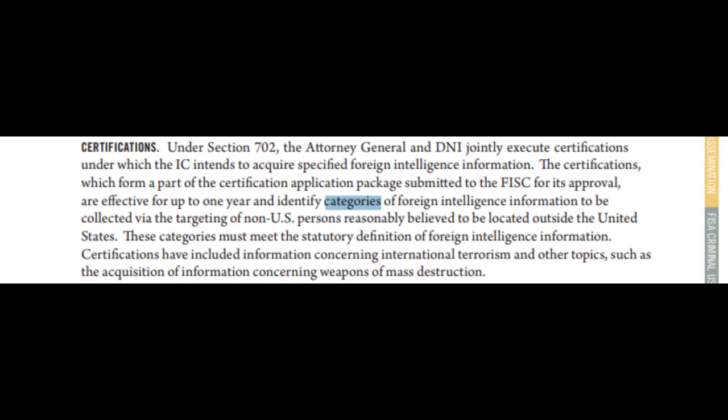Certifications must be submitted once a year, and the FISC can approve all the certifications together in one order. The key problem here is that once the FISC has approved the Director of National Intelligence and the Attorney General's certifications, intelligence agencies are free to collect communications en masse into their databases without oversight from the FISC.